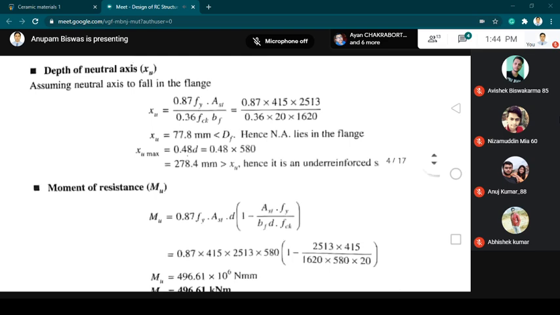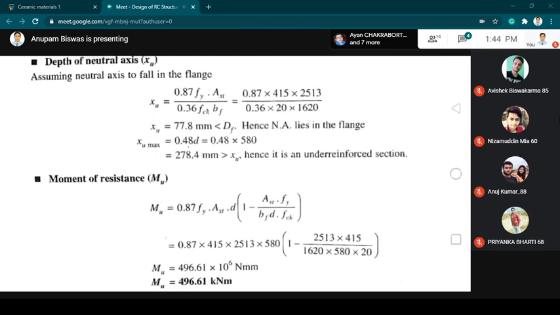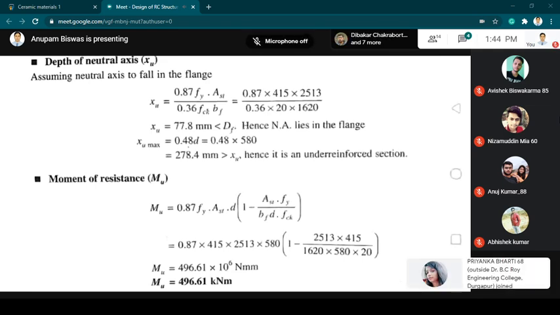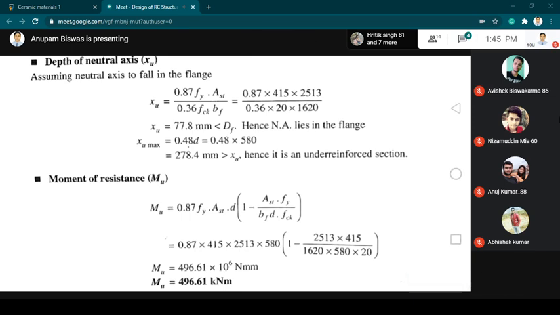Next step is to find the value of neutral axis. So the neutral axis for this condition we know is 0.87 fy Ast by 0.36 fck bf. Okay, so all the values are known, and finally we can consider the value of bf as 1620 mm. So from here we find that the value of xu is 77.8 mm, and this is less than the depth of the flange. Okay, so we can say that this neutral axis lies within the flange.